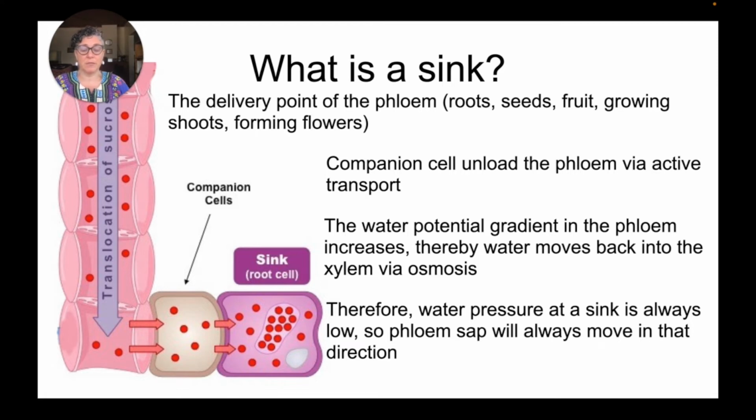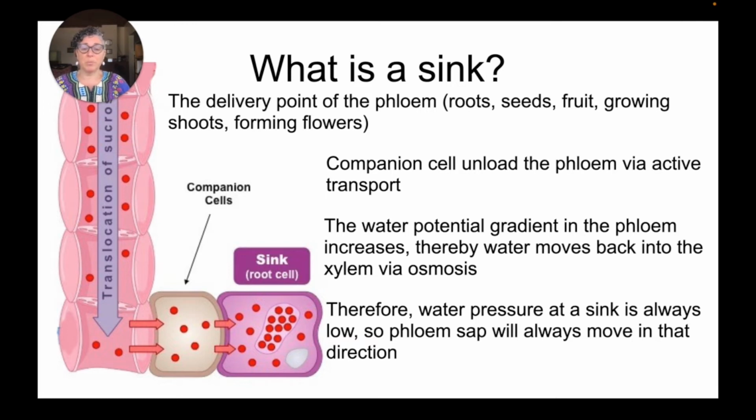So again, let's not forget, in the root, in the stem, and in the leaf, the xylem and the phloem tubes are next to each other for this reason, so that the potential gradient can be affected. Therefore, water pressure at the sink is always going to be low.